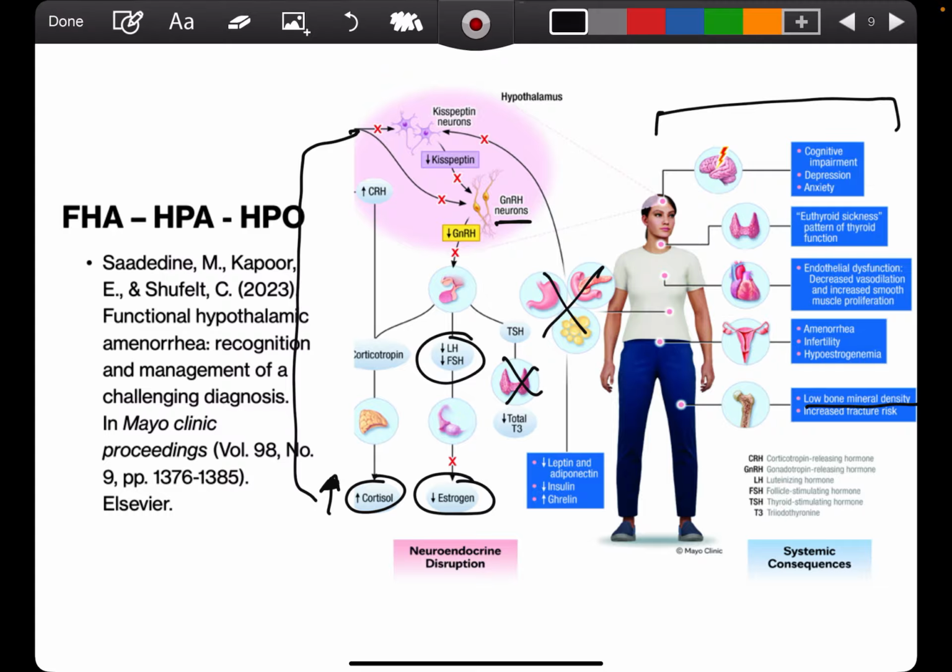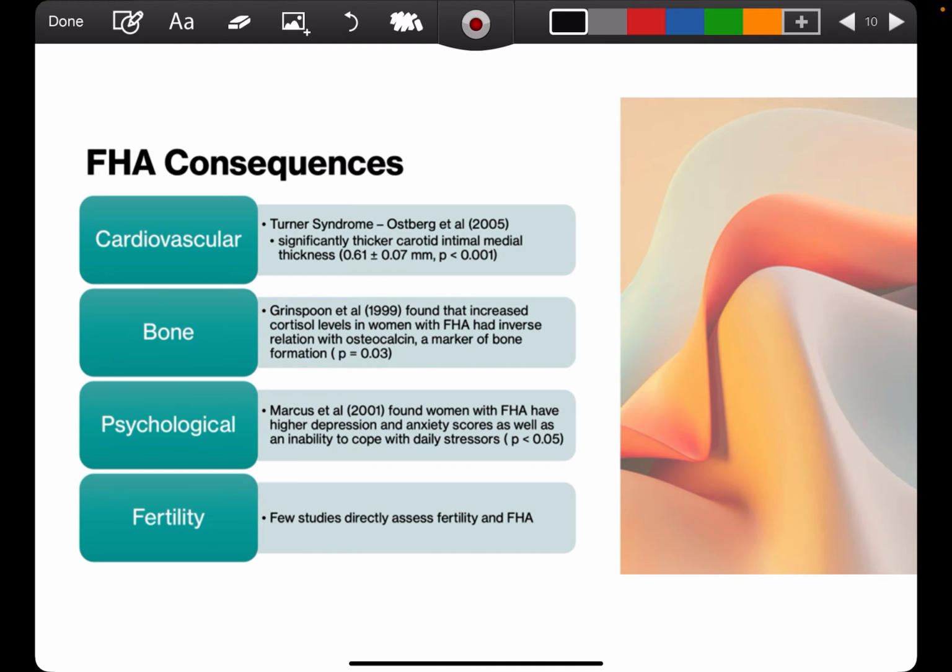And over here on the right, we just have different issues that you're experiencing, which we're going to cover a little bit, not too in depth: low bone mineral density, increased fracture risk, again amenorrhea, infertility, endothelial function, which will cover some cardiovascular issues, some thyroid issues, cognitive impairments, depression, anxiety. Right. So it's a widespread issue that affects many systems of the body, not just endocrine, but a multitude of systems. Again, some consequences we have: cardiovascular.